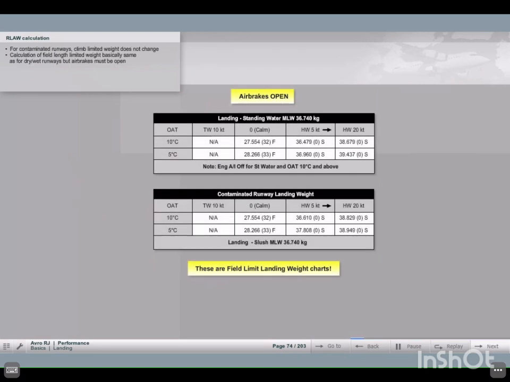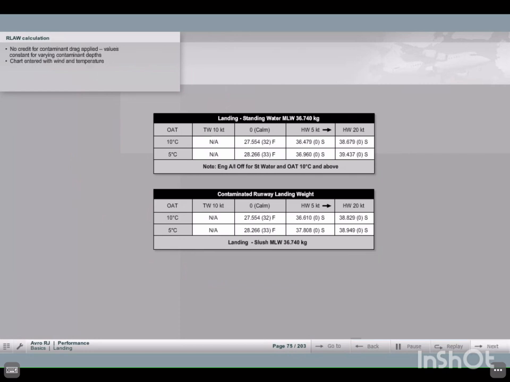The WAT climb limited landing weight for contaminated runways is not affected by the runway surface, and therefore the climb limited landing weight is the same as for the dry-wet runways. The calculation process of the landing field length limited weight for contaminated runways is similar to that for dry-wet runways, but air brakes must be open. No credit for drag resulting from the contaminant is applied, and so the values are constant for varying depths of contaminant.